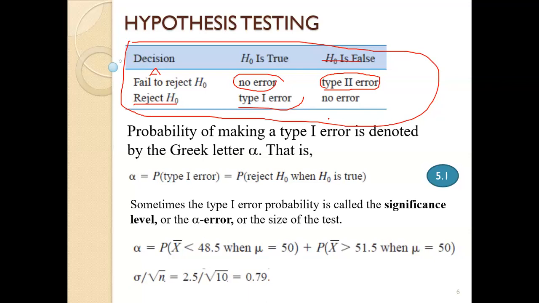There's a type 1 error: you reject H0, but H0 is correct. Sometimes we find this. This is the alpha, or significance level, that we talk about. This is the type 1 error. This is alpha: reject H0 when H0 is true.